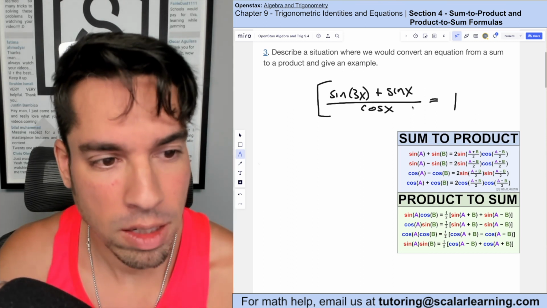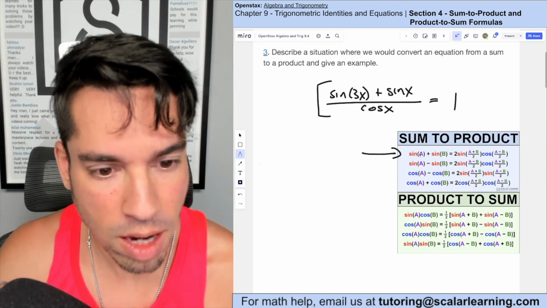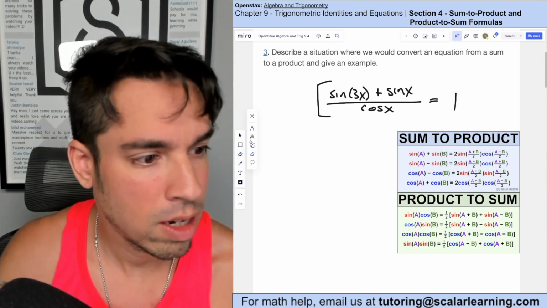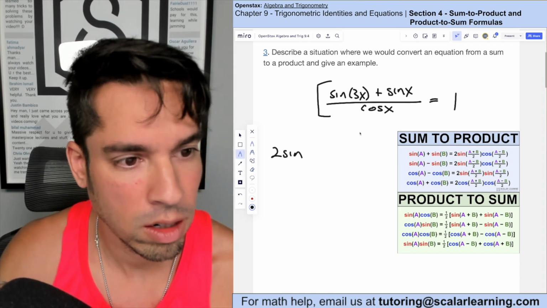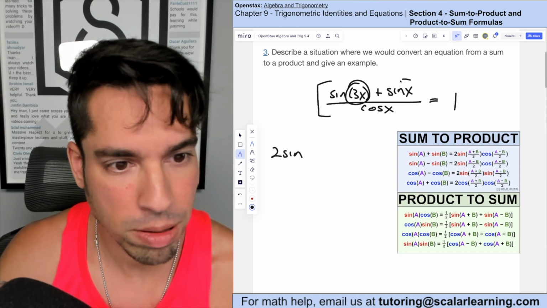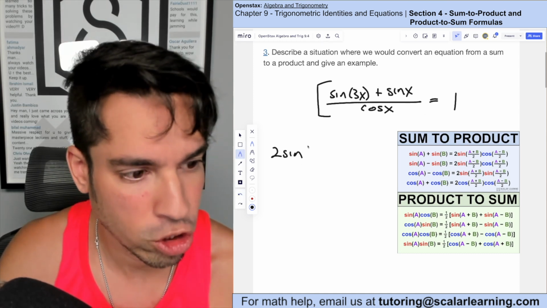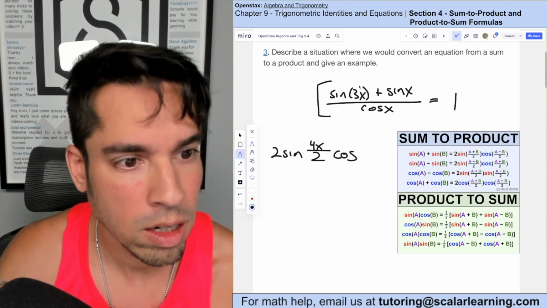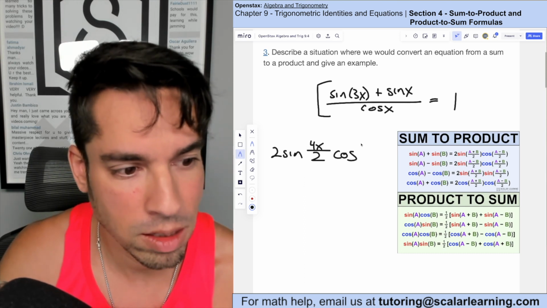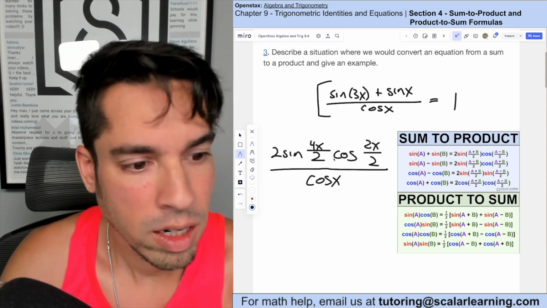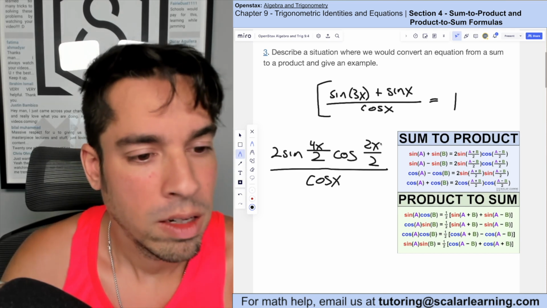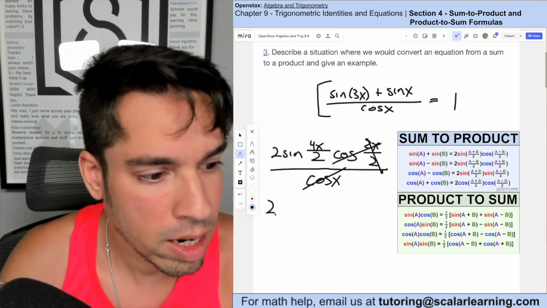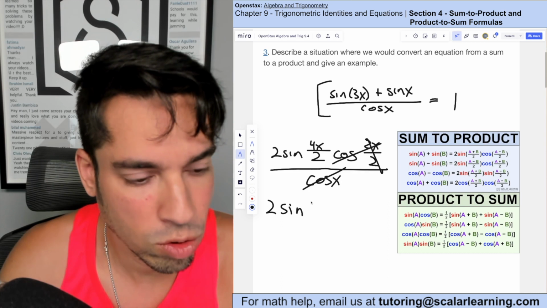So here we've got this, and we're going to use this formula, right? Sine of something plus sine of something. So how can I convert this? Well, this is the same as saying 2 sine of the numerator A plus B, which is 3x plus x, which is 4x, divided by 2, times cosine of A minus B, which is 3x minus x, which is 2x over 2. And again, remember, this is all over cosine of x. Now 2x over 2 reduces to just x, so cosine of x over cosine of x, these cancel out. Now we have 2 sine of 4x divided by 2, which is 2x.